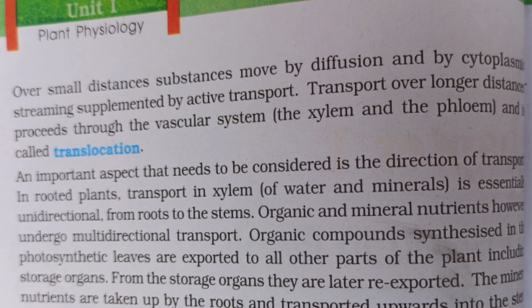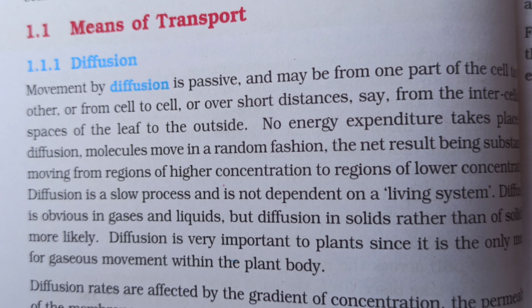Over small distances, substances move by diffusion and by cytoplasmic streaming, supplemented by active transport. Transport over long distances proceeds through the vascular system and is called translocation.